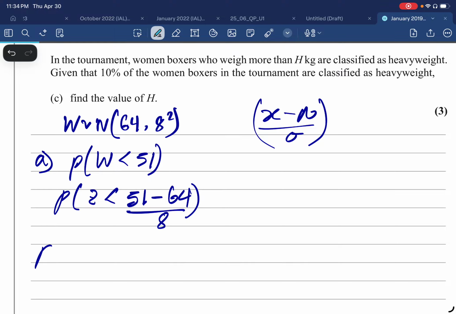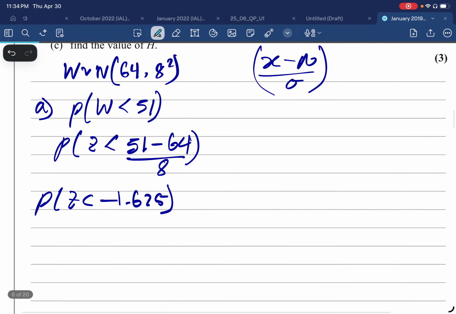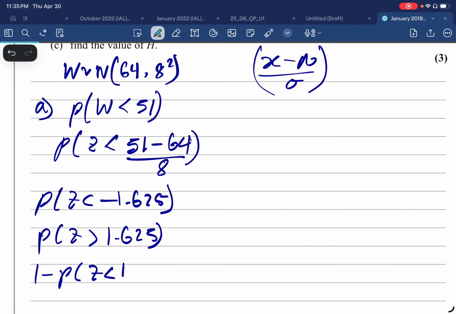Anyways, we have standardized it. Now we're going to carry out the simple maths. 51 minus 64 divided by 8 gives us minus 1.625. We can just flip the sign to 1.625, and then we have to subtract it from 1, because we want the probability that Z is greater than 1.625.